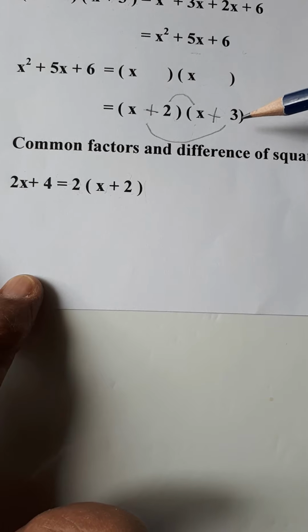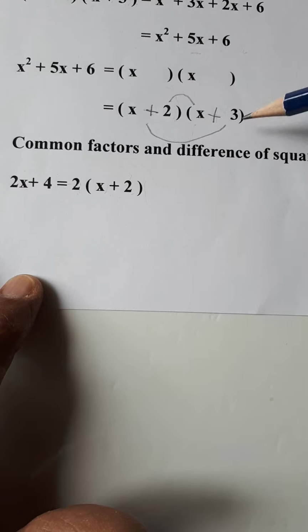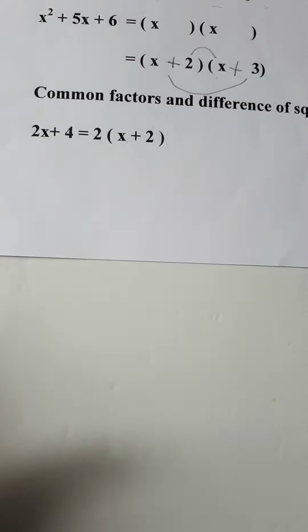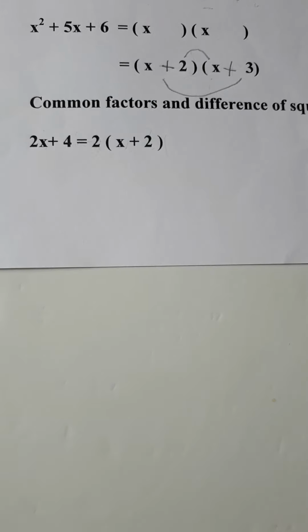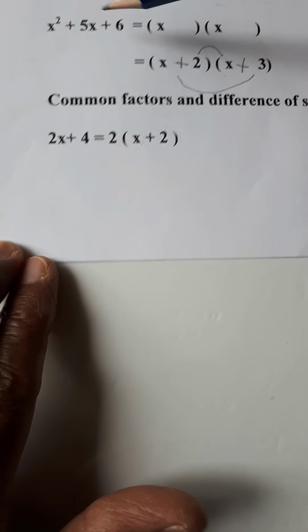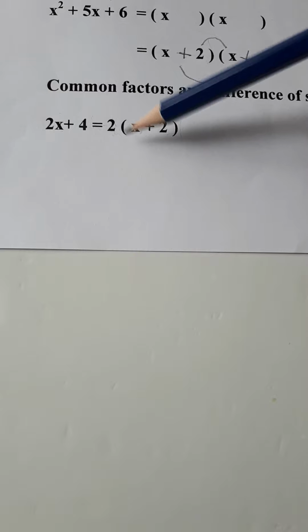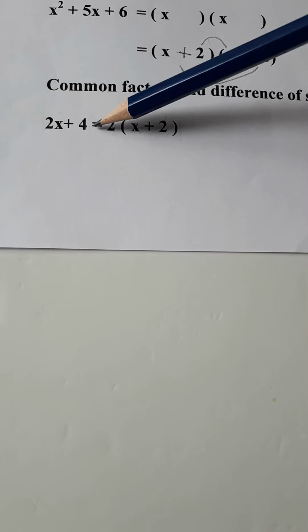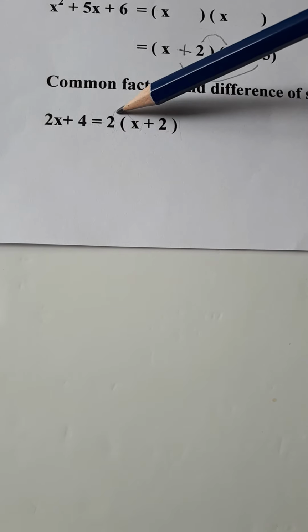We call them factors because this expression is equal to something multiplied by something. So these are factors of this expression. Common factors and difference of squares. Now if you have an expression like this, we can simply take the 2 out of the bracket. We put a bracket and say, because 2 is common to both terms, it becomes x plus 2. If you remultiply, you get 2x and 4.